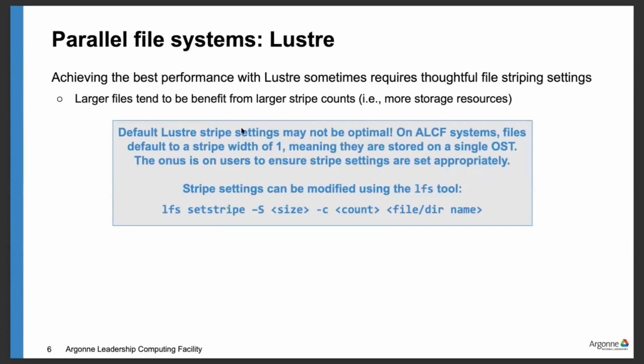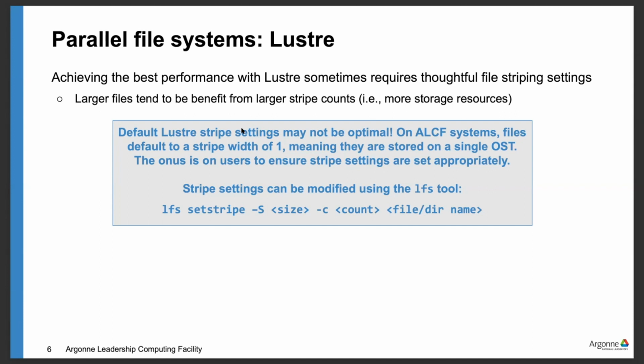Something to keep in mind though, the default Lustre stripe settings may not be optimal. In particular on ALCF systems, the default stripe width is 1, which means files are stored on a single OST. That's maybe not ideal for large scale data sets. You want to open up as many parallel pathways to the data as possible to get good performance. So all that to say, the onus is really on users here to understand striping and to make sure that files are configured properly to get good performance on these systems.